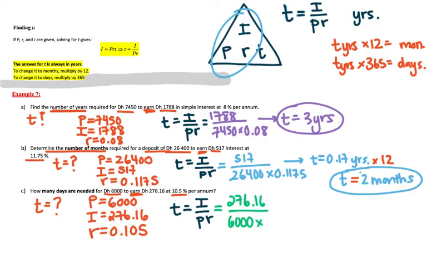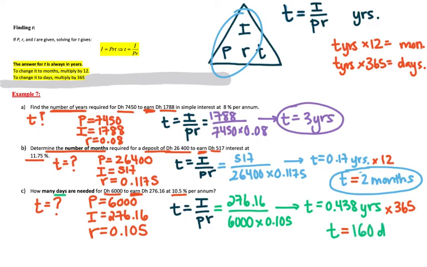And the R is 0.105. So initially we'll get a time equal to 0.438 years. But they did not ask for years. They asked for days. So we will multiply by 365 days in a year. And so we will end up getting t equals, if we were to round to the nearest whole number, 160 days. Okay, good luck.